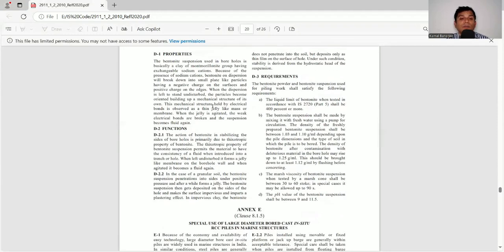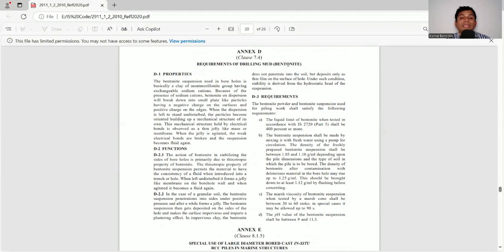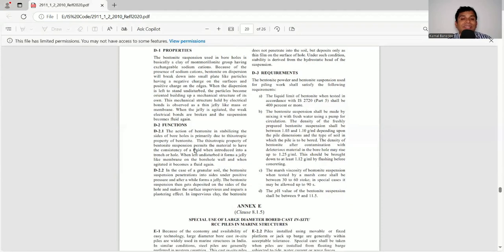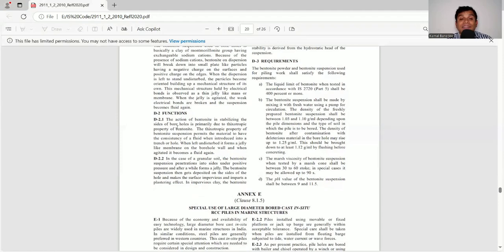Requirement of drilling mud, that is the bentonite. So what is the function? The action of bentonite in stabilizing the sides of the boreholes is primarily due to the thixotropic property of the bentonite. That means whenever we are using bentonite, due to its thixotropic effect, it makes a layer between the bore and the soil, so that the bore becomes stable. Otherwise the surrounding soil will come and collapse the bore and our purpose will not be served. This is the primary action, stabilizing the bore.